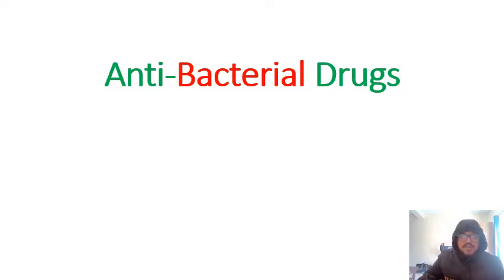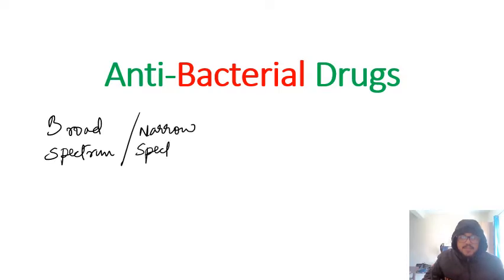It can be classified as broad spectrum versus narrow spectrum. If an antibiotic is effective against many bacteria, then it is known as broad spectrum. And if the antibiotic is effective against a few species of bacteria, then it is a narrow spectrum antibiotic. So this is one way of classification.